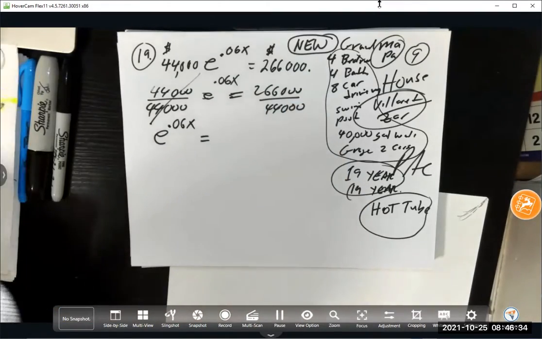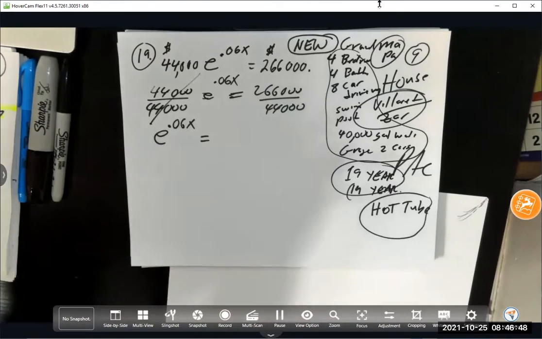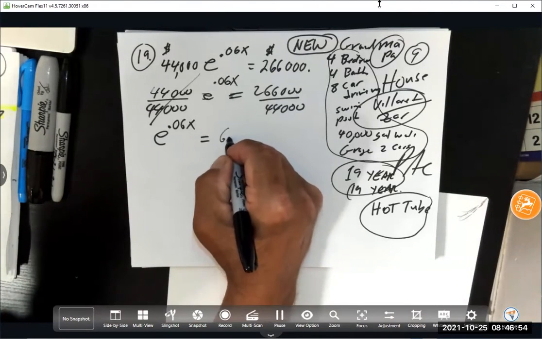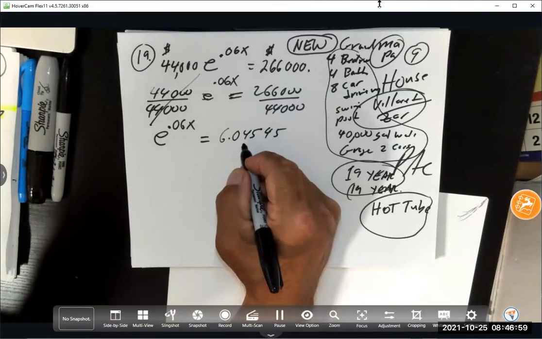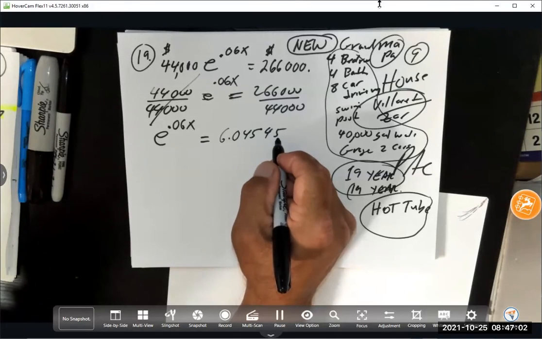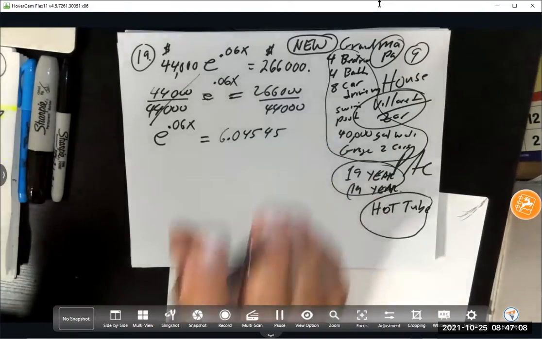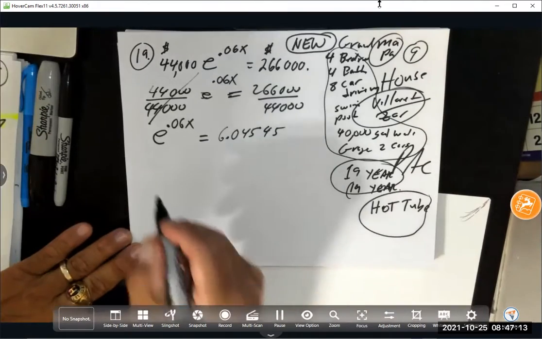What is it? Let me just do it on my machine. That's okay. 266,000 divided by 44,000. Okay, give me like 6 decimal places. What'd you get? 6.045454. 4545, like that. It just goes 4545454545 like that. It never stops. Let's just go 6.04545. That's enough. Yeah, I mean you can put all the numbers, but you don't have to do that. We're not in calculus class, so it doesn't matter.